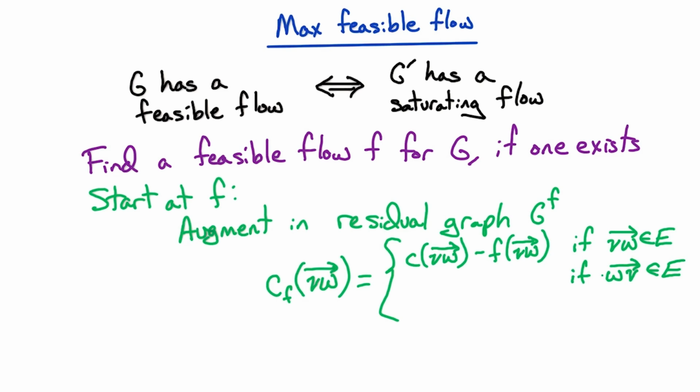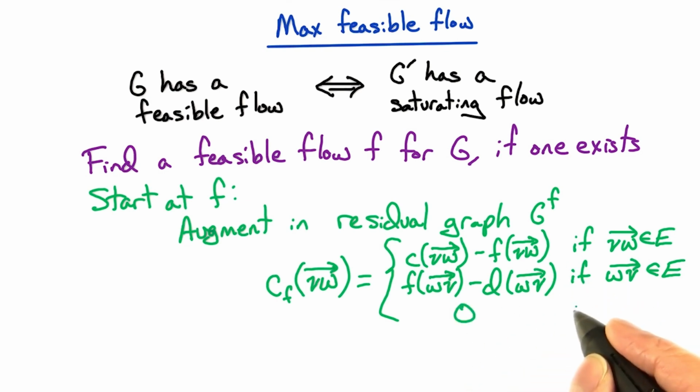But now we have the constraint that the flow can never go below the demand. So we can't decrease the flow below the demand. So the amount we can decrease the flow along this edge from W to V is by how much the flow exceeds the demand. So we set the capacity of this reverse edge to be the flow along this edge minus the demand. And finally it's 0 otherwise.